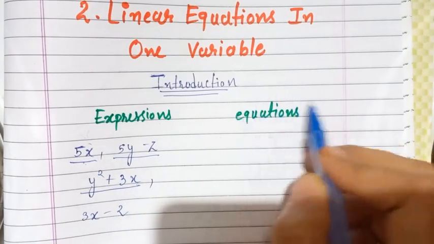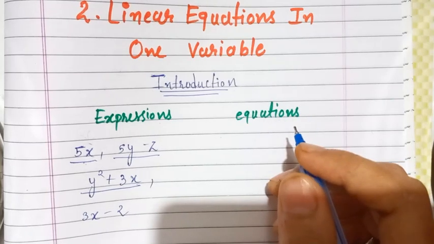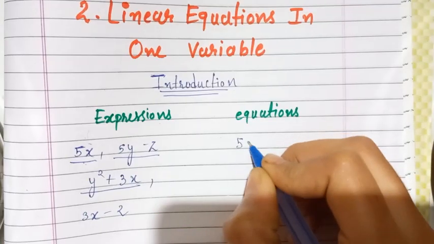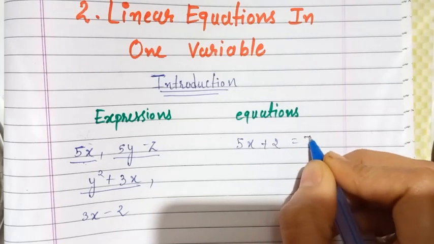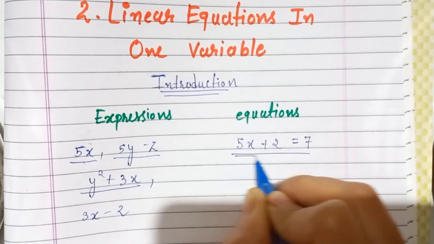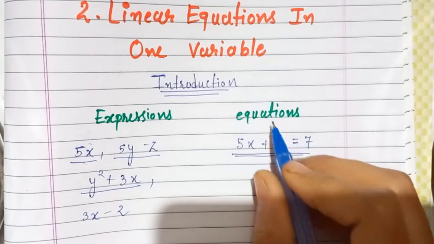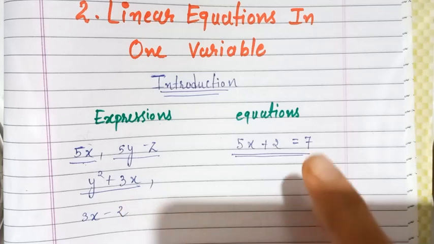But if I talk about an equation, then an equation uses the equality sign. As an example, 5x plus 2 is equal to 7. So this is an equation. Wherever you see the equality sign, that is an equation. So this is the minor difference between expression and equation.